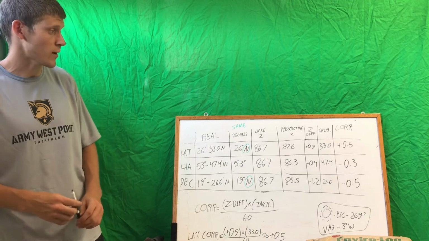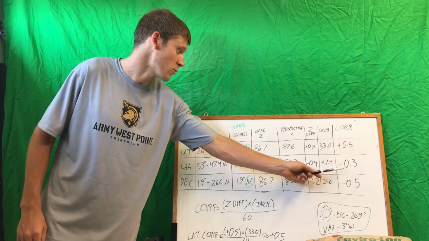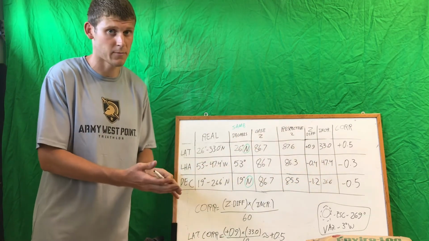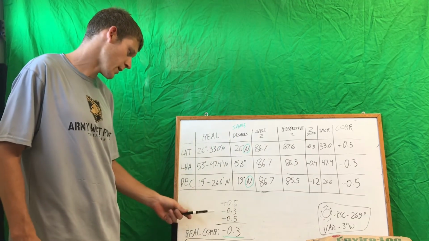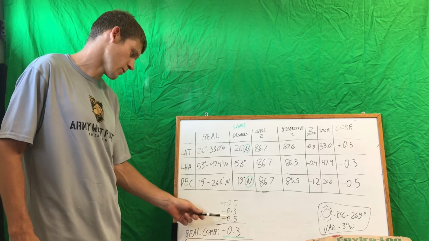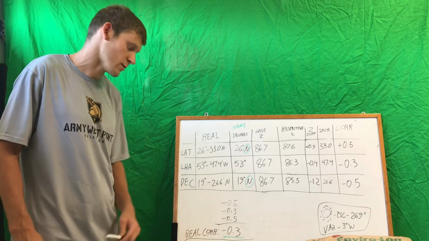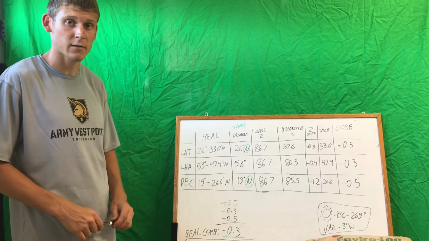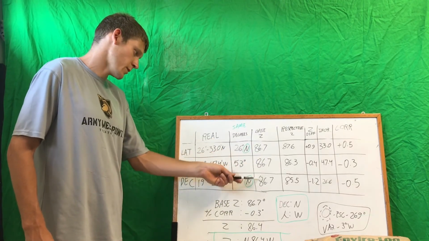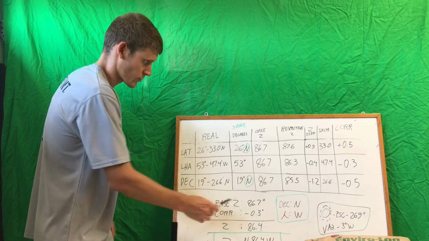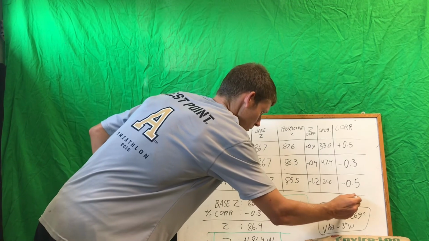Now once you have these corrections, you're not done yet. You need to take these corrections and add or subtract all three of them together. Positive 0.5 minus 0.3 minus 0.5 is going to get you a real correction of 0.3 degrees, and we will be applying that to our base Z. Alright, so you take your base Z, which was 86.7, and you're going to subtract it from the correction we got from these, which was 0.3.